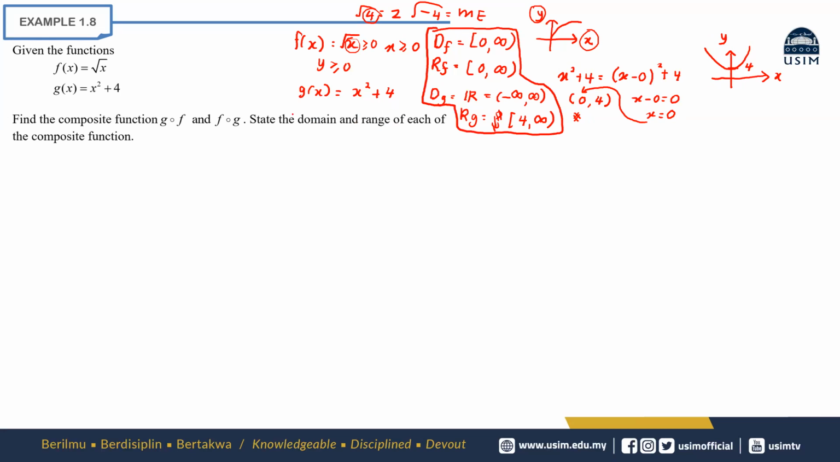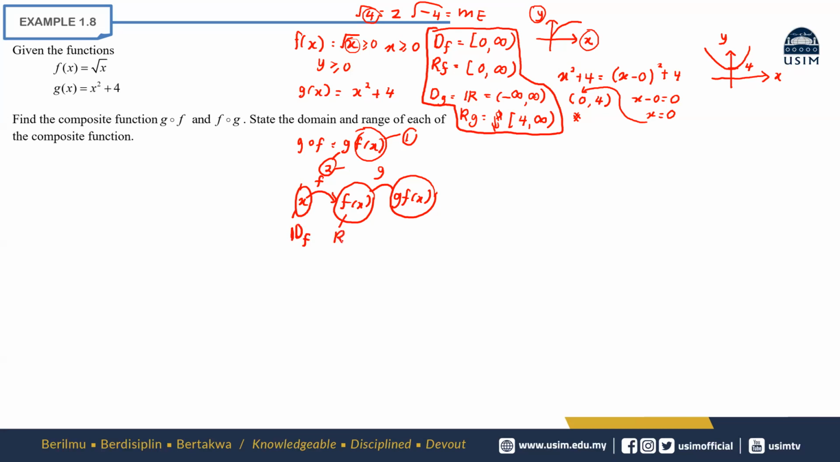So you want to find g compose f. g compose f is equal to g(f(x)). This means we do f first, then g second. So this is our x, this is f(x), and this is g(f(x)). This part is f, this part is g. This is the domain of f, this is the range of f, and this is the domain of g, and this is the range of g.